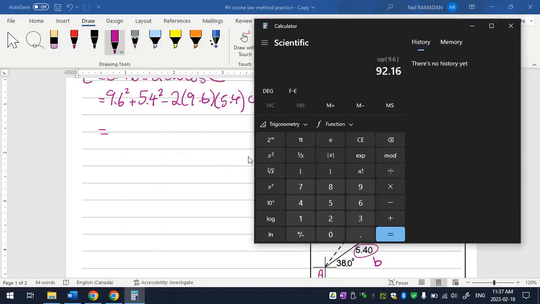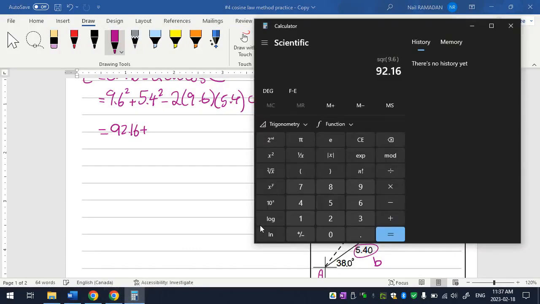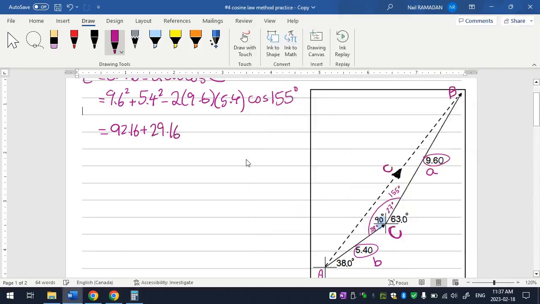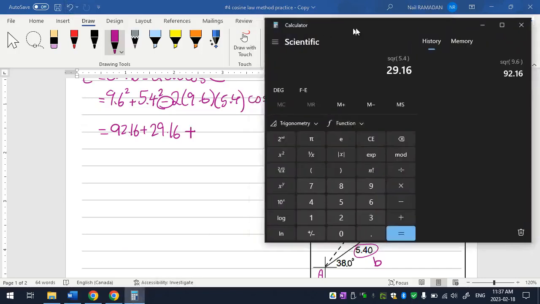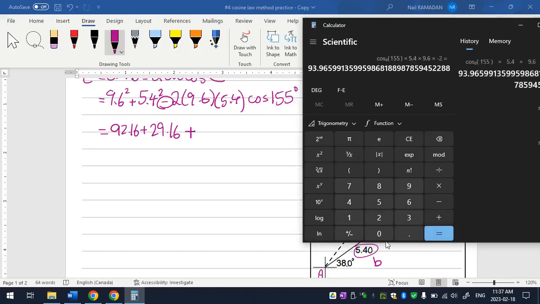9.6 squared, so 9216, plus 5.4 squared, 2916. And we know that this minus and whatever minus from here will definitely give me a plus. So I know eventually this will be a plus. And I'll prove it to you that this is a plus. It will be 155 with a cosine. See, there's a minus here, times 5.4 times 9.6 times 2 with a minus. And the answer is 9397.